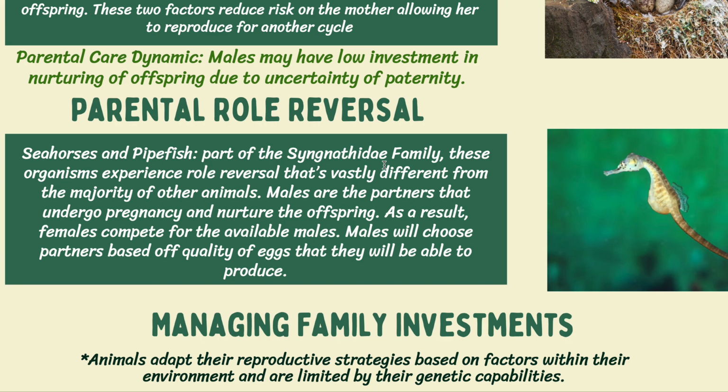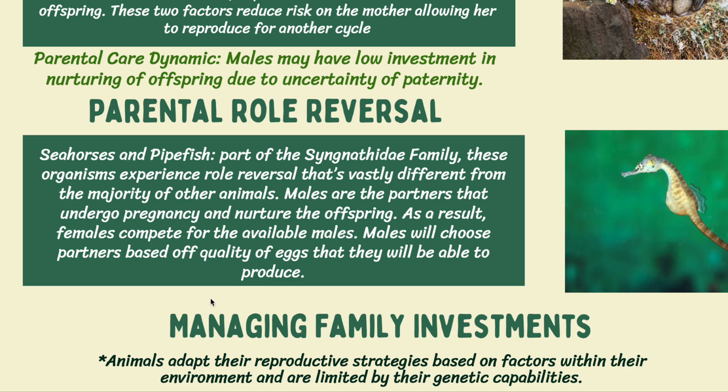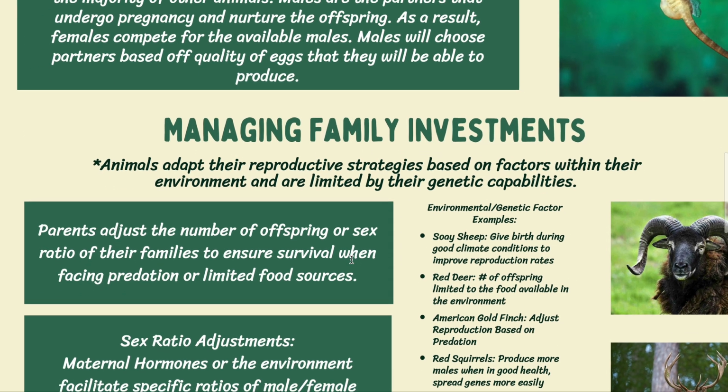Syngnathidae family. These organisms experience role reversal that's vastly different from the majority of other animals. Males are the partners that undergo pregnancy and nurture the offspring. As a result, females compete for the available males. Males will choose partners based off the quality of eggs that they will be able to produce. This is still normal animal behavior, though just in this instance, the male is the one who will be impregnated and nurture the offspring, leaving females to the jobs that we typically see males fill, which is to compete for partners and provide physical help in the relationship.